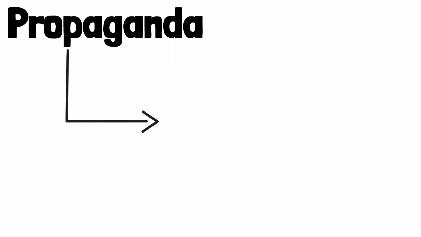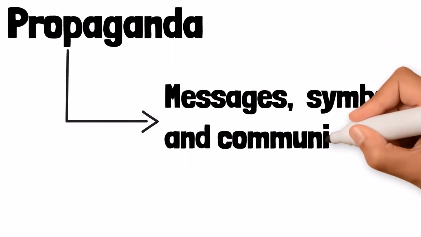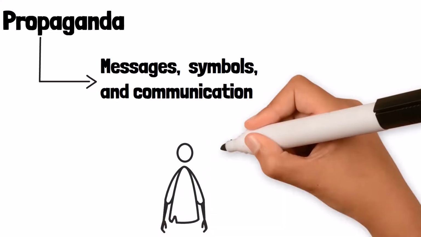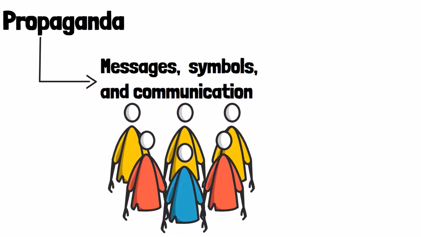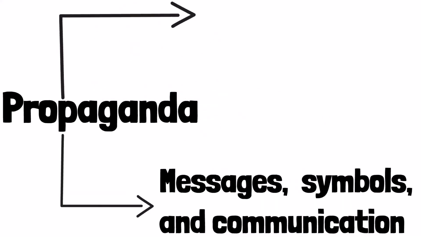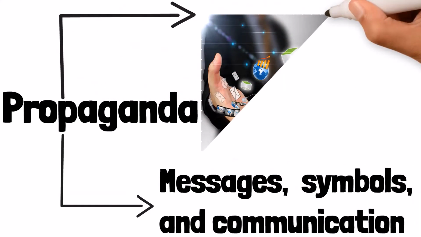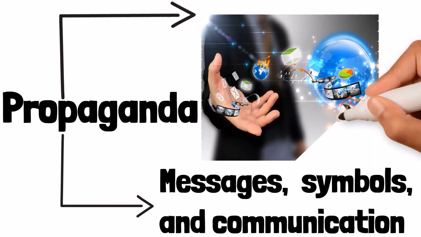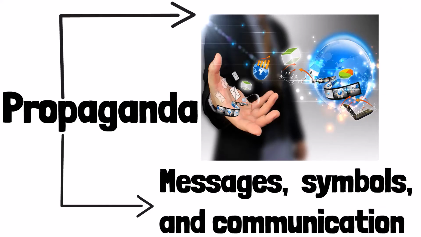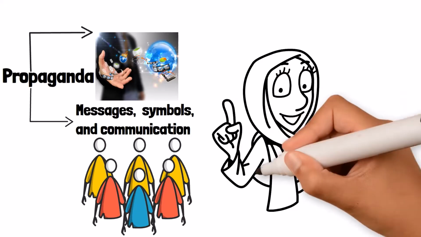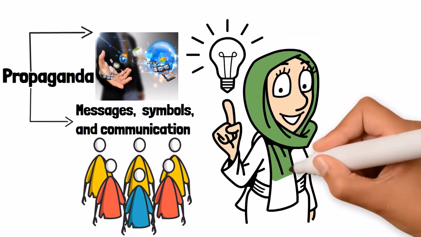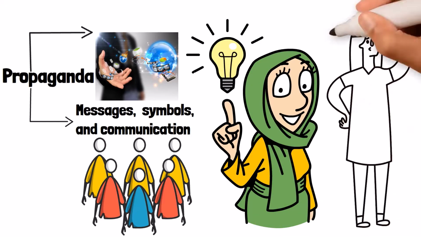Propaganda is the systematic use of messages, symbols, and communication to influence the opinions, emotions, attitudes, or behavior of a group of people. It is often used in politics, advertising, and media to shape public perception and manipulate beliefs. Understanding propaganda techniques is crucial for critically evaluating the information we encounter and recognizing when we are being influenced.